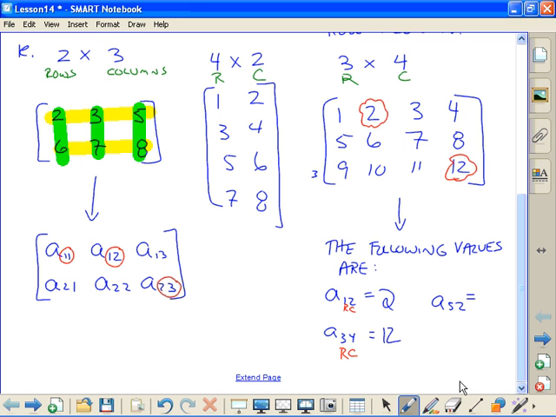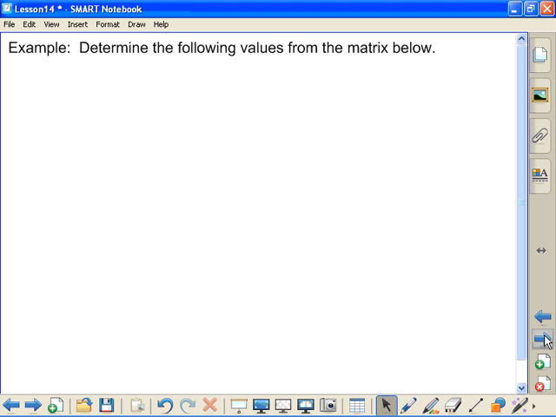And trick question, row 5, column 2. You'll find that there is no row 5, so not applicable. All right, so we're using that as our coordinate system. All right, so return the following values for the matrix below.